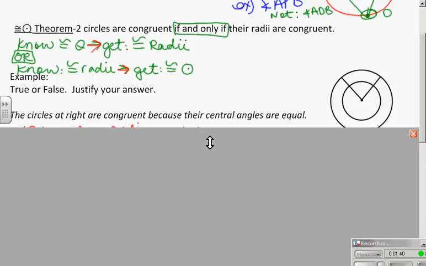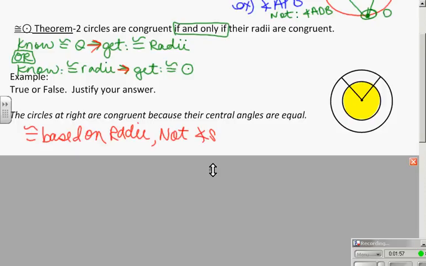So true or false? The circles at right are congruent because their central angles are congruent. Well, there's no way that this inside yellow circle is congruent to the outside circle because it's not the central angles that make them congruent. It's based on the radii, not that central angle.